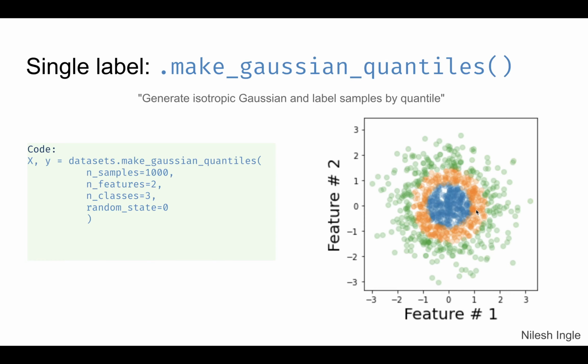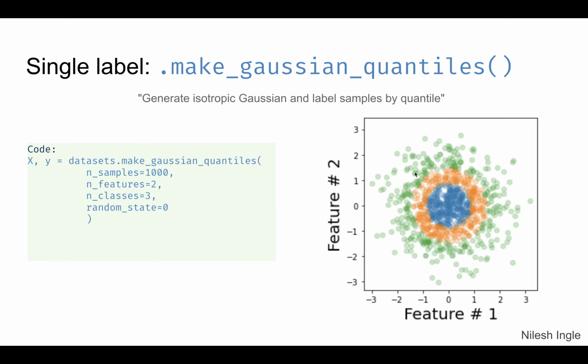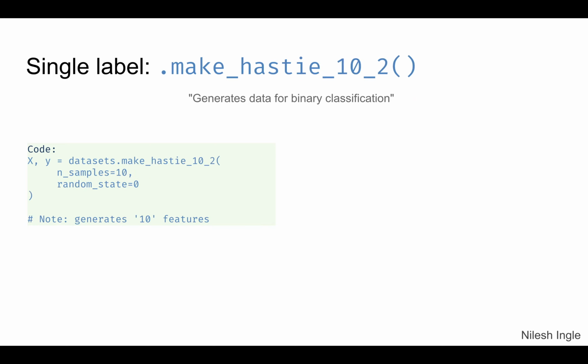Next is creating data using Gaussian quantiles. The command for that is make_gaussian_quantiles, and as we can see here, we have one class in blue, a second class in orange, and then another class which is in green color. Another point to note here is that these again are circular data sets, similar to the blob data set that we saw in the very first case.